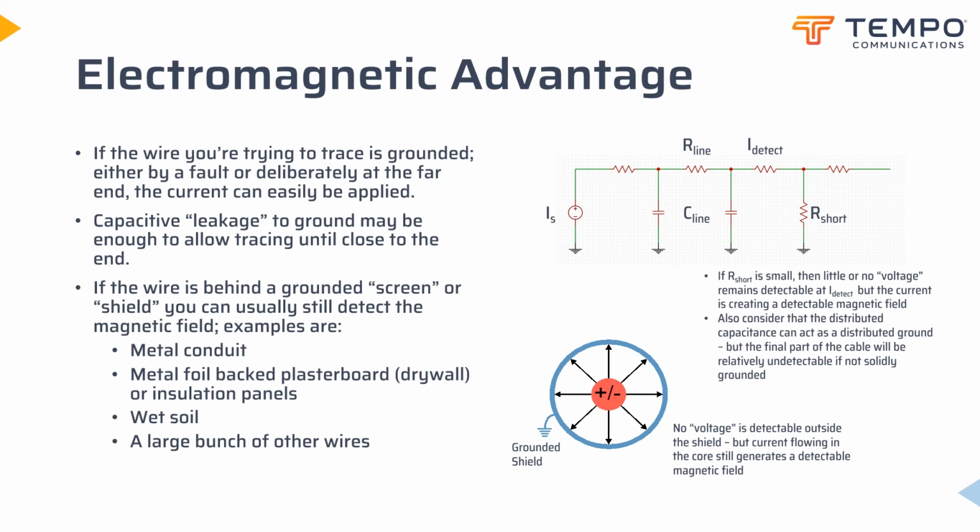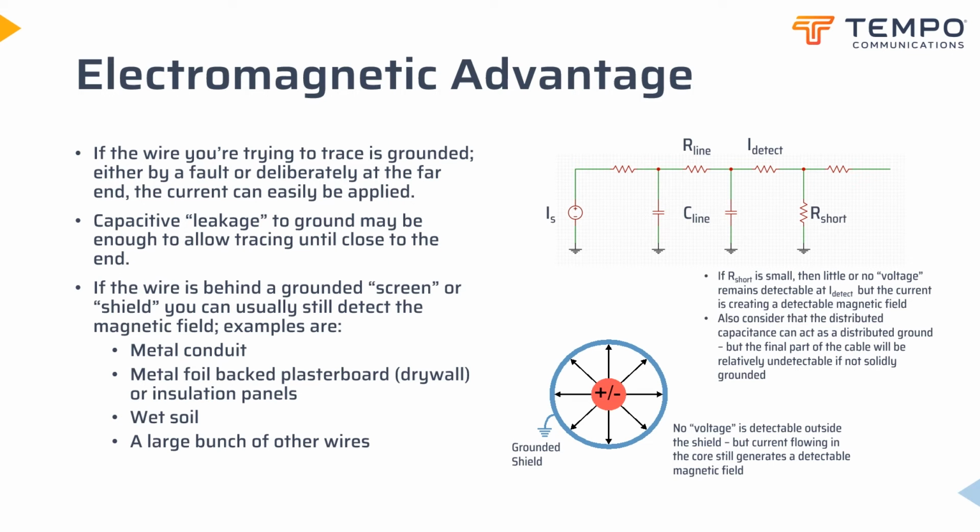Electromagnetic location works to trace current flowing in a wire. Remember that the transmitter's output needs somewhere to go and to return. Normally we do this by grounding the far end of the cable. However, if you're trying to track down a short, then that can achieve what is needed too.